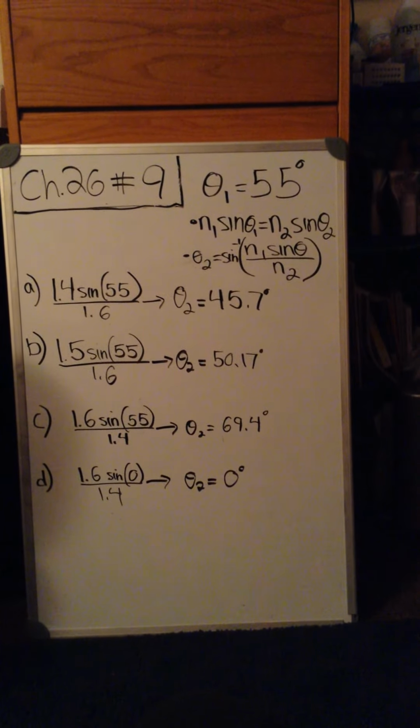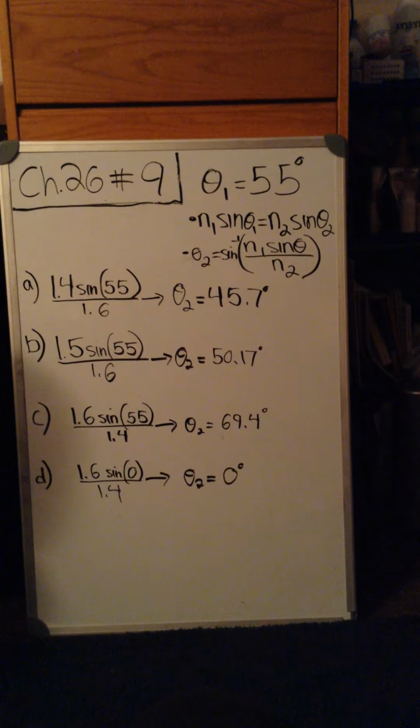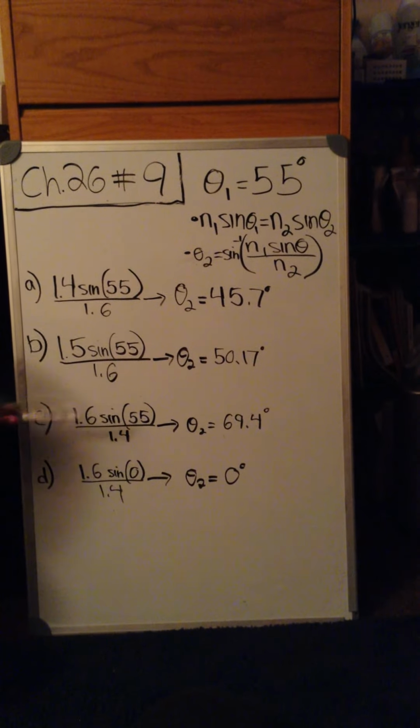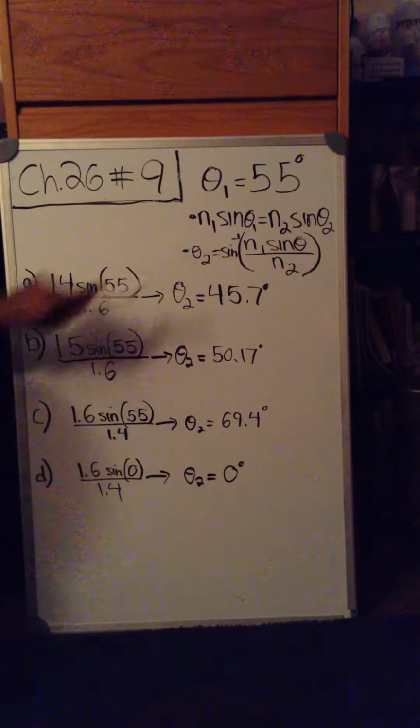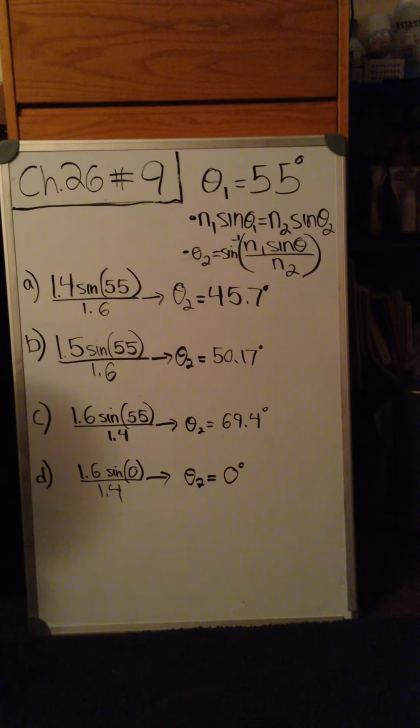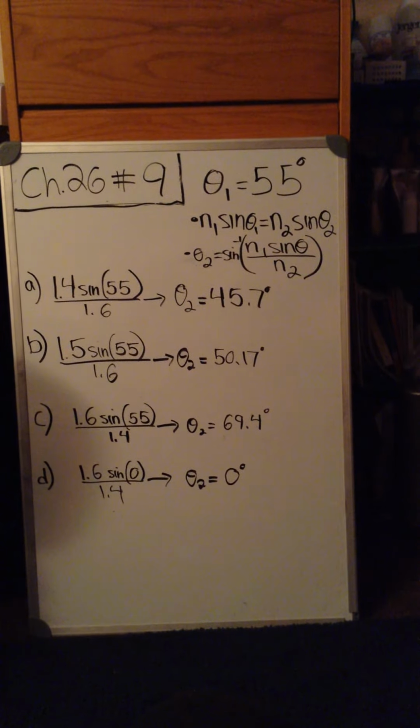In part C, n1 is 1.6, n2 is 1.4, and our theta 1 is still 55 degrees. So applying this equation, we attain a value of 69.4 degrees for theta 2.